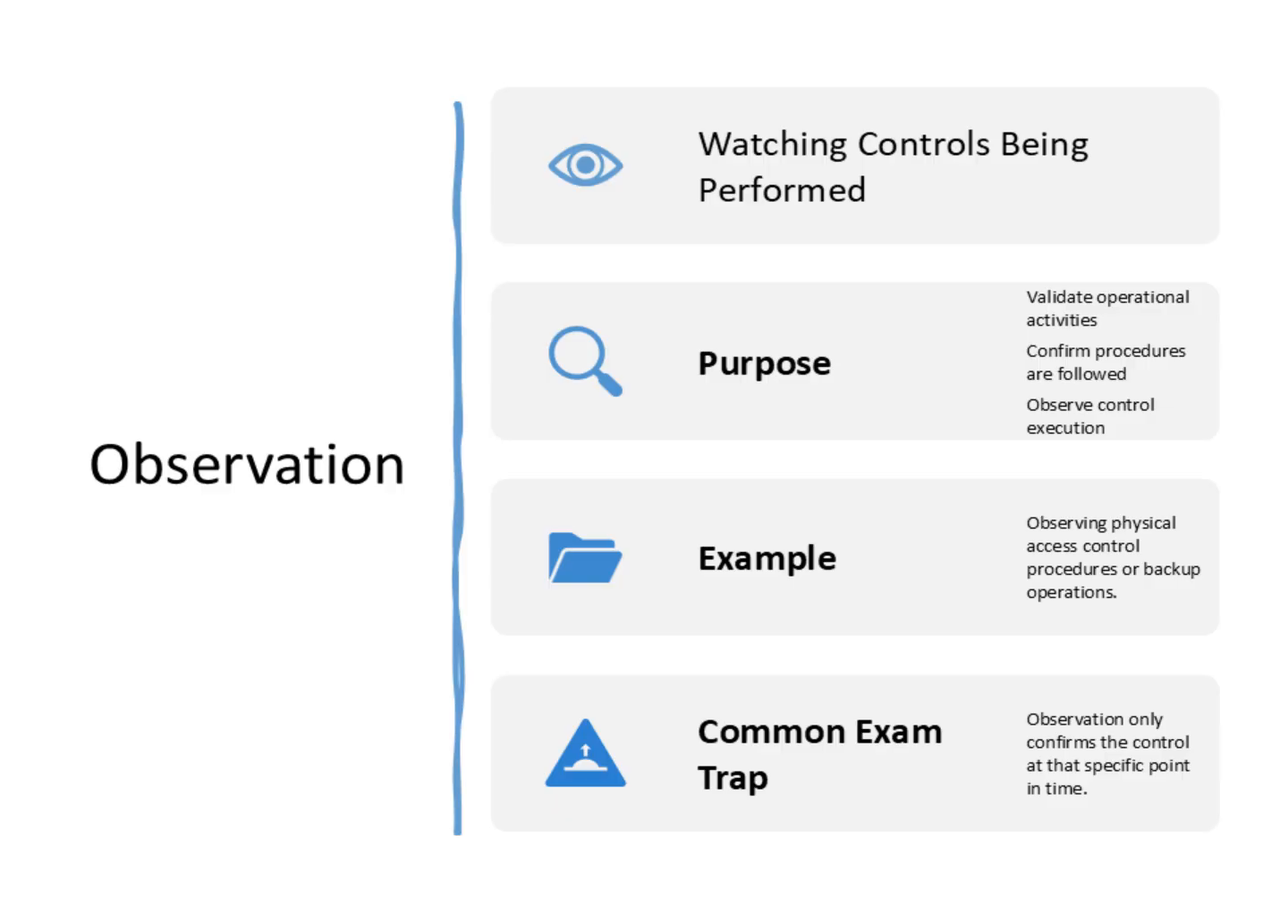in documentation. However, an important exam concept is that observation only confirms the control at that specific point in time. People may behave differently when they know they are being observed, and the control may not operate consistently outside the observation period. Because of this, observation is usually combined with other procedures such as inspection, inquiry, or reperformance to obtain stronger audit evidence.